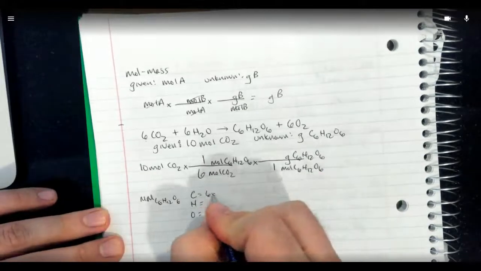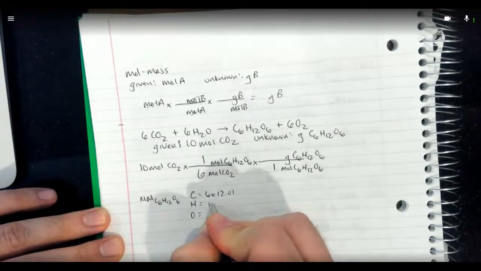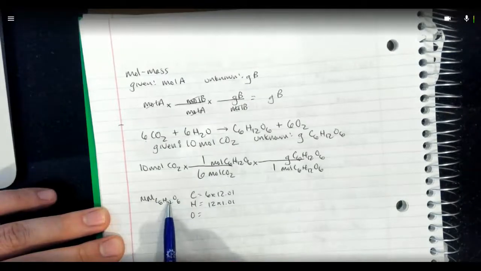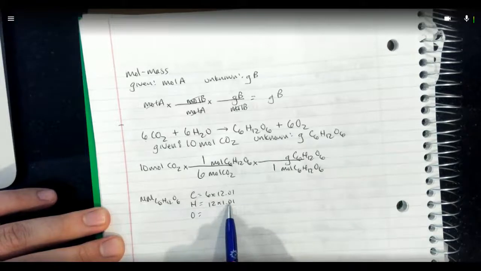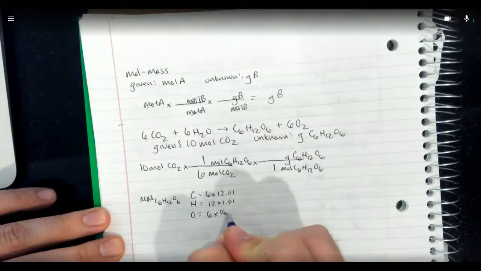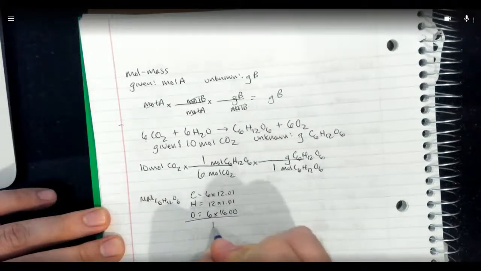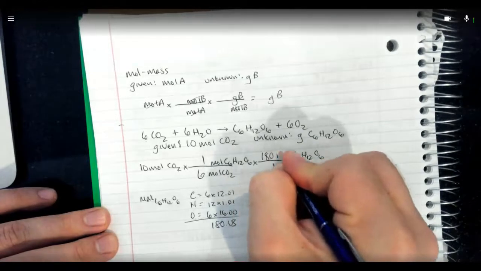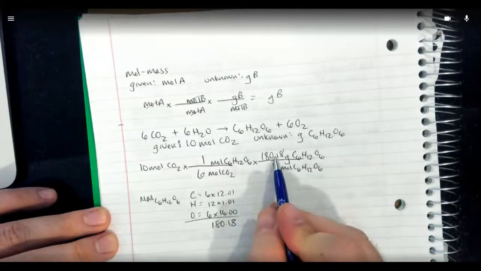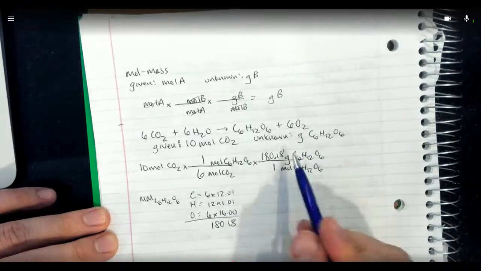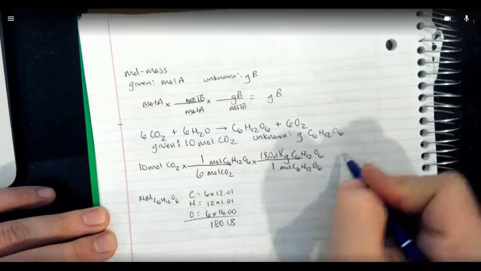So carbon, 6 times 12.01. Hydrogen, 12 times 1.01. The 1.01 comes from the periodic table. Oxygen, 6 times 16. Add up the parts, 180.18. Remember, for molar masses, we're going to go 2 spots after the decimal place, to the hundredths position.